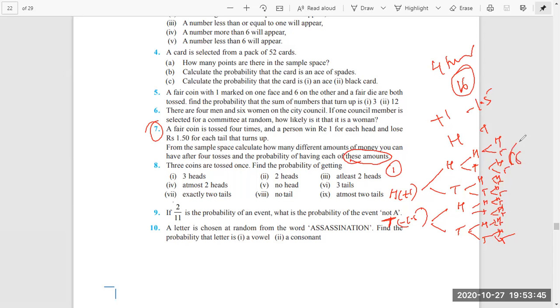So if all are heads, then it will be 4 rupees. And what is the probability? No, the probability is 1 by 16, because getting all heads is only one outcome. And in the second case, head, tail: plus 1 minus 1.5, that is minus 0.5.